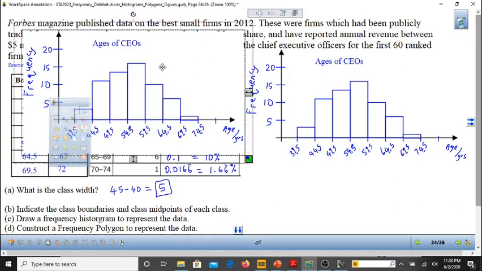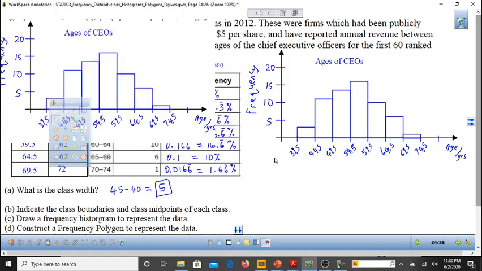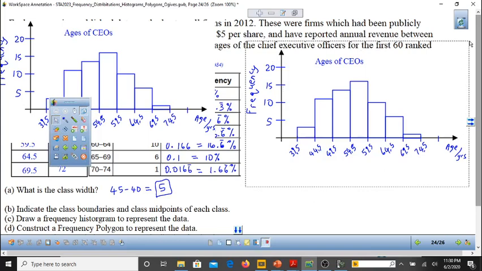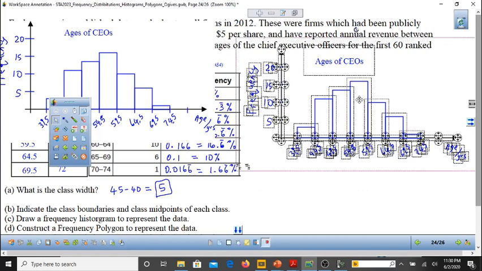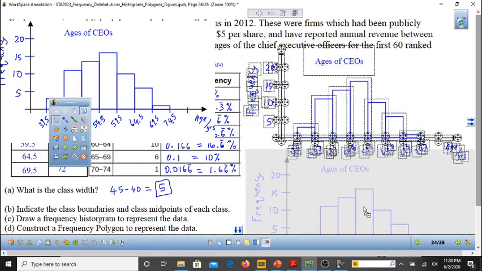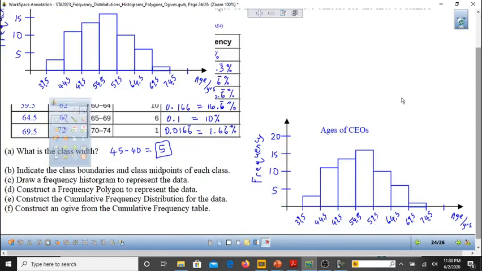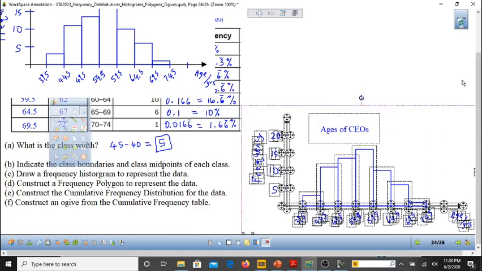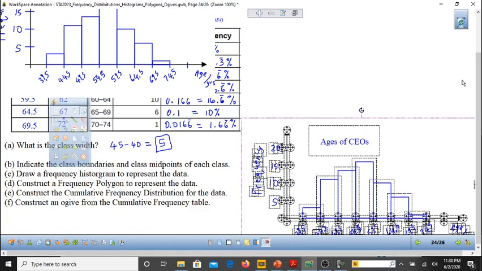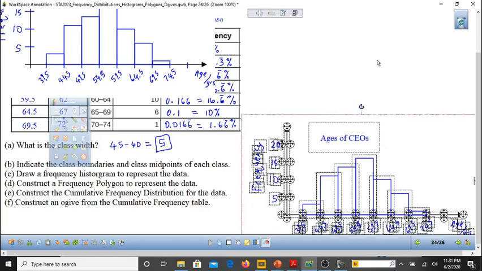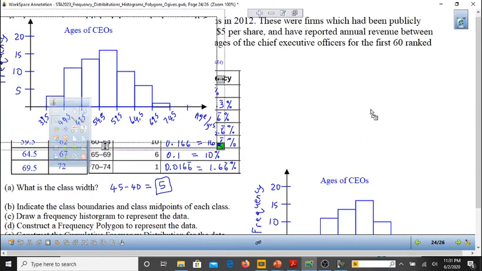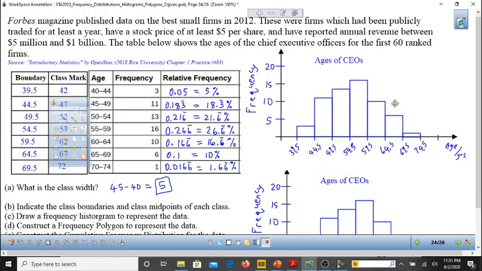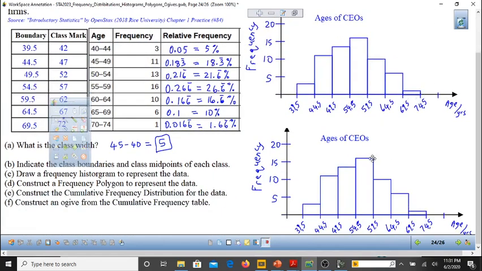All right. So that's my polygon, that's my histogram. And then underneath that, I'm going to create a polygon with these details. So that's my histogram right there. And this is my polygon. Now, how am I going to create a polygon?